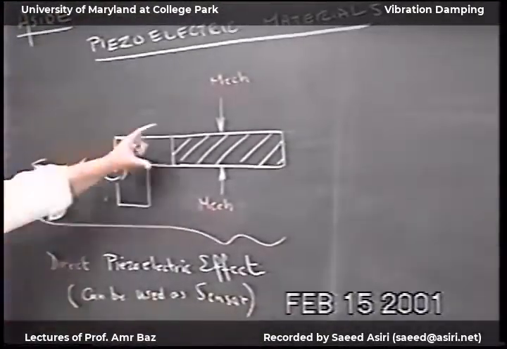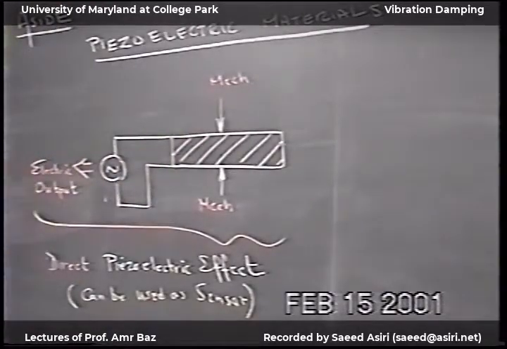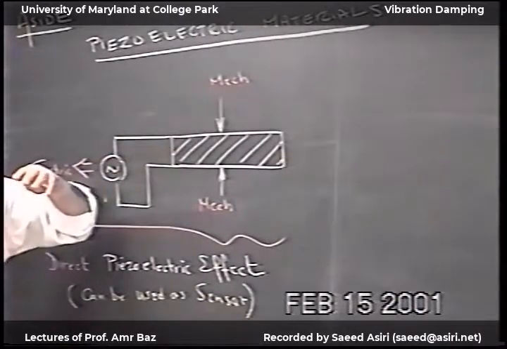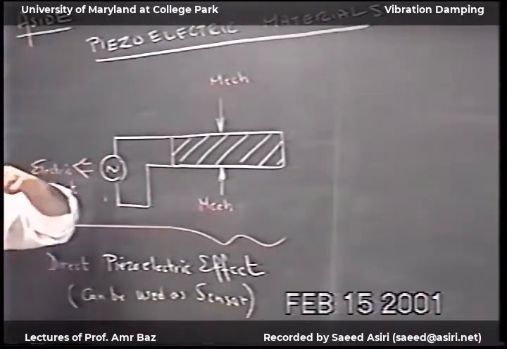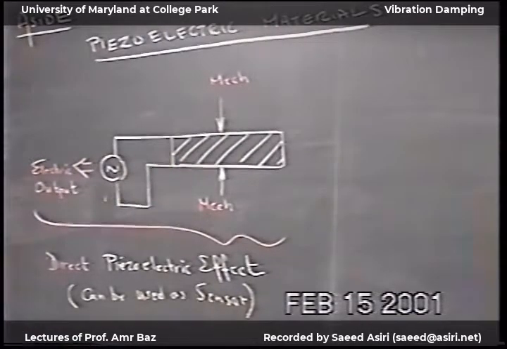So for example, we apply pressure, we generate electric voltage proportional to the pressure. So in many applications, this can be used as a sensor. In structure vibration, you bond this material to a vibrating structure. When you stretch the material with the vibration, you generate electric voltage proportional to the vibration.